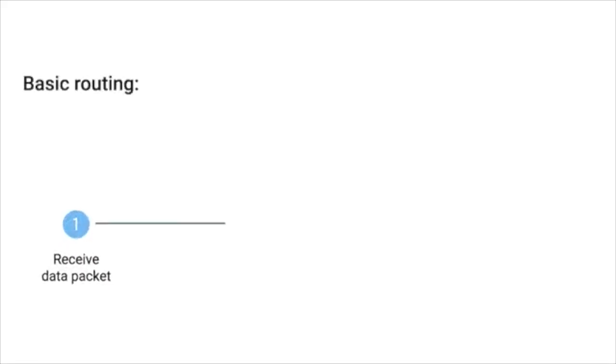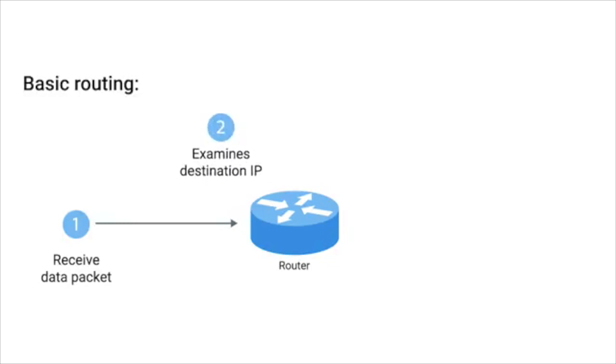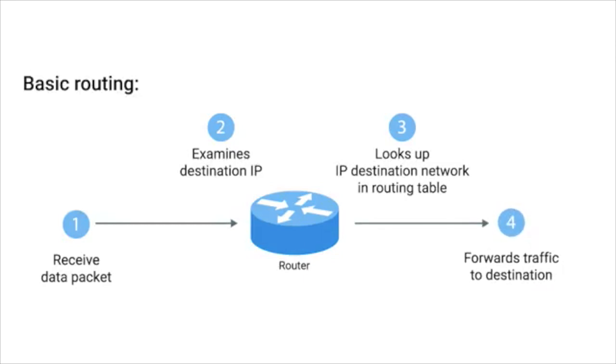Basic routing has just a few steps. 1. A router receives a packet of data on one of its interfaces. 2. The router examines the destination IP of this packet. 3. The router then looks up the destination network of this IP in its routing table. 4. The router forwards that out through the interface that's closest to the remote network, as determined by additional info within the routing table. These steps are repeated as often as needed until the traffic reaches its destination.